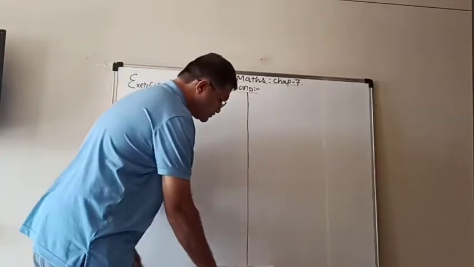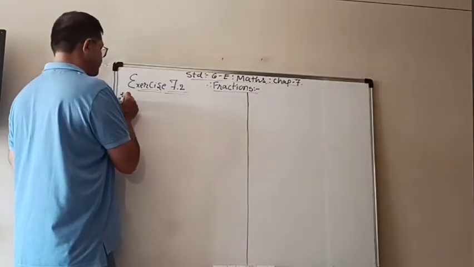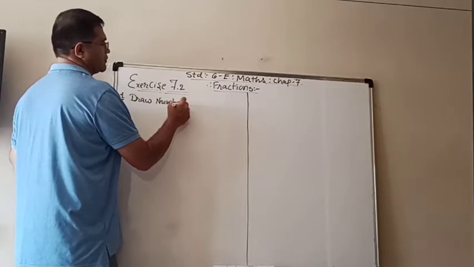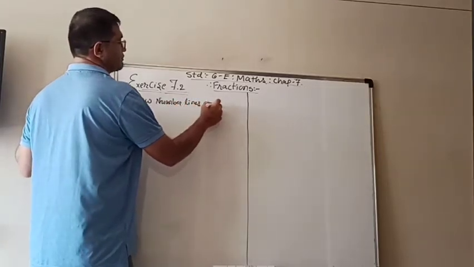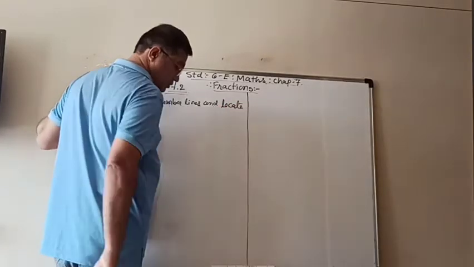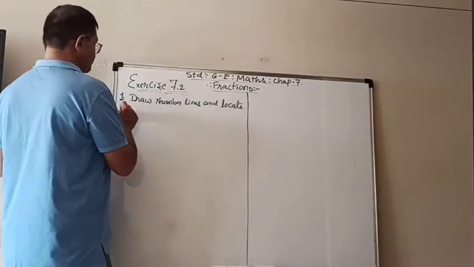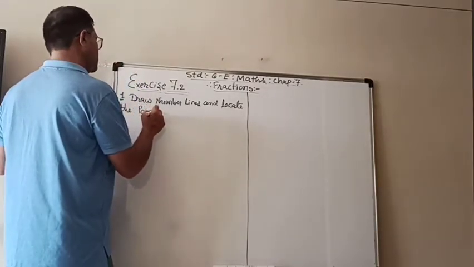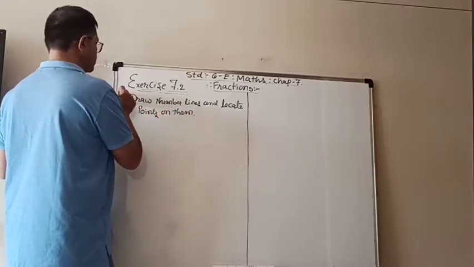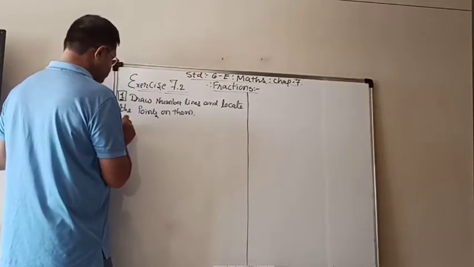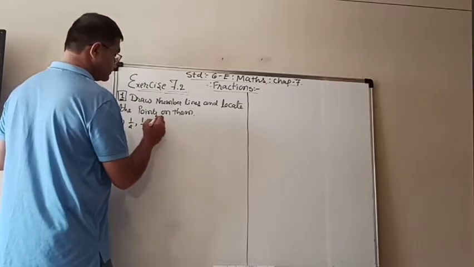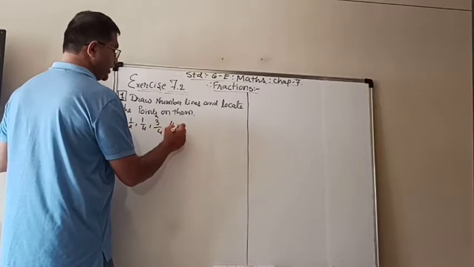First question is, draw number lines and locate the points on them. So the first set of numbers is 1 by 2, 1 by 4, 3 by 4 and 4 by 4.